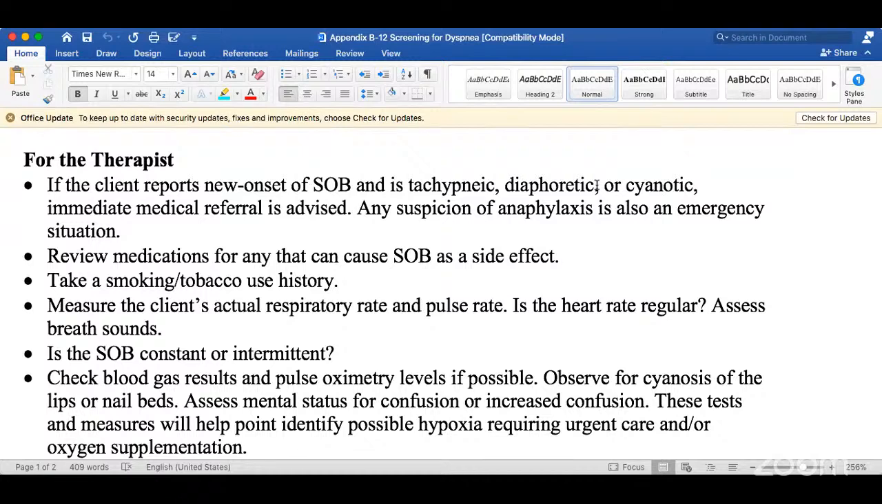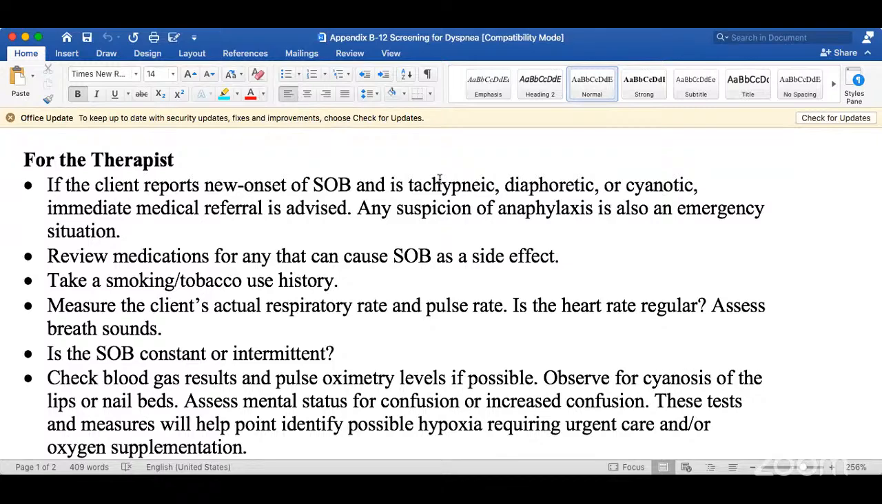Now you have asked the question. How do you interpret those questions that you have asked? If the client reports new onset of shortness of breath and is tachypneic, diaphoretic, or cyanotic, so meaning you now have another thing. You have to find out if this patient has these three symptoms. That is not the interpretation.